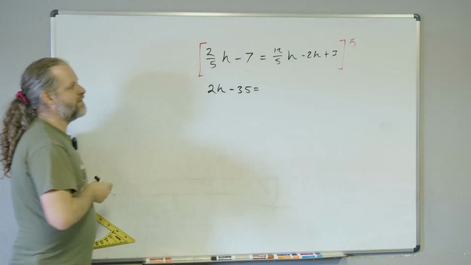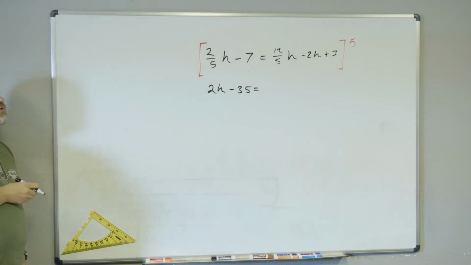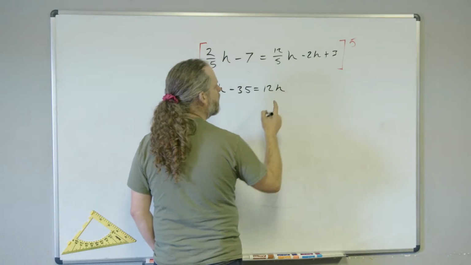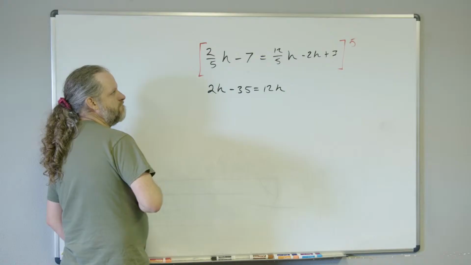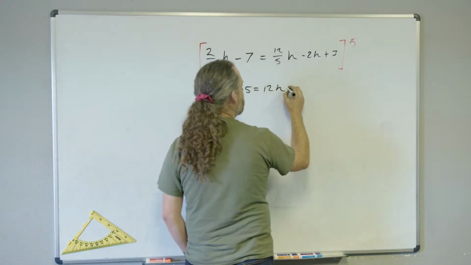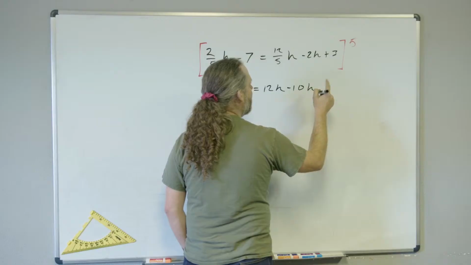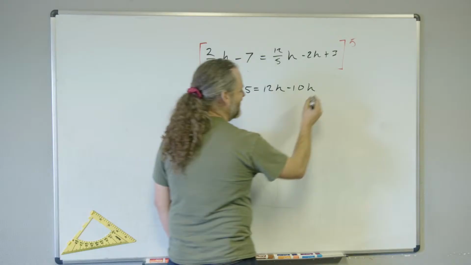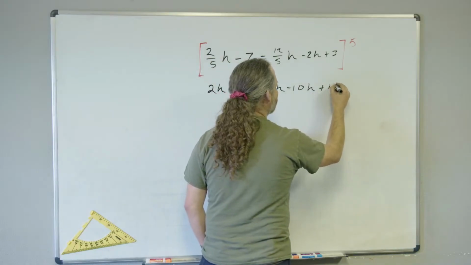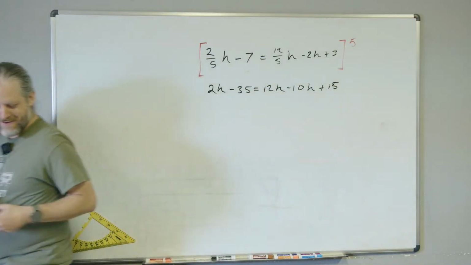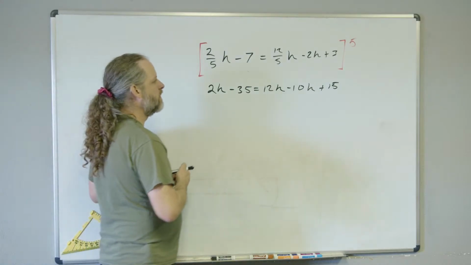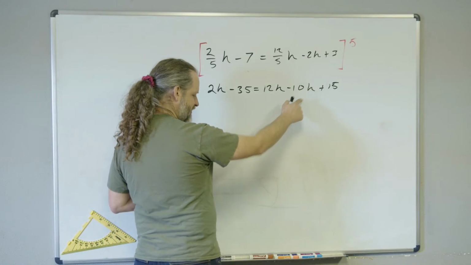What's 12/5 times 5? 12. So 12h. What's 5 times negative 2h? Negative 10h. And what's 5 times 3? 15. Now what? Combine like terms, where are they? 12h and negative 10h, yes.